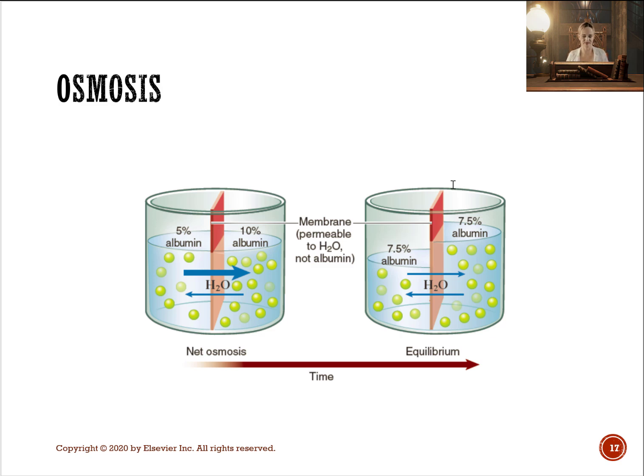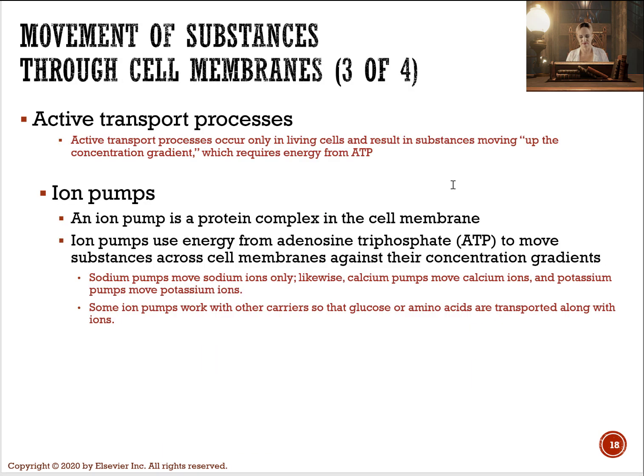Now we have osmosis. Osmosis works a little differently. If you will note, you have our membrane going right down the center. And you'll see where we have this 5% albumin that is going into the 10% albumin, and water is coming out. So osmosis is just a very easy downward gradient.